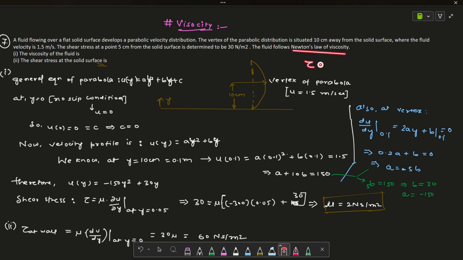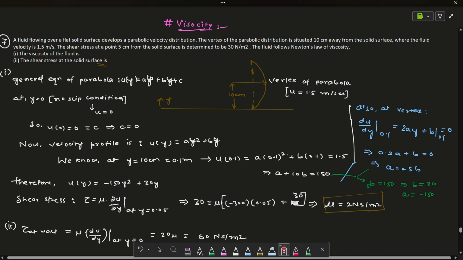That means we can use tau equal to mu du by dy. So the fluid will follow Newton's law of viscosity, and we can use that equation for finding the shear force or the shear stress. The first thing that the question is asking here is the viscosity of the fluid. So we have to find the viscosity, mu, the coefficient of viscosity.